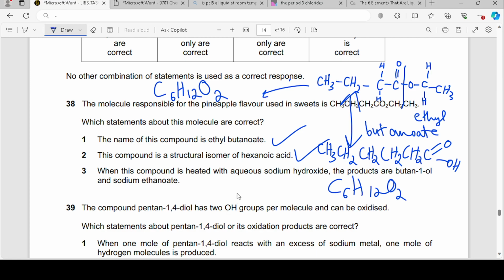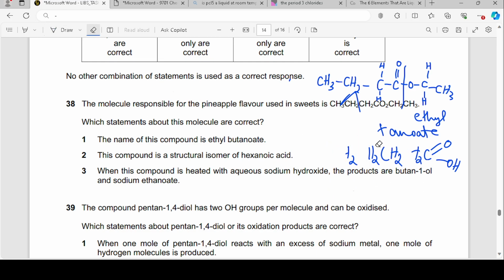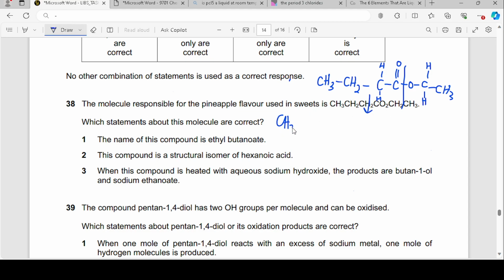And if you look at the third option, when this compound is heated with aqueous sodium hydroxide, the products are butan-1-ol and sodium ethanoate. Well, let me erase some things. So heated with aqueous sodium hydroxide means that you are carrying out a base hydrolysis, right? And if I carry out a base hydrolysis of this compound, hydrolysis will firstly give me CH3, CH2, CH2, COOH, right? So that's the butanoic acid, and then on the other side you get CH3, CH2, OH, right? However, because it's base hydrolysis, I have OH minus present basically.